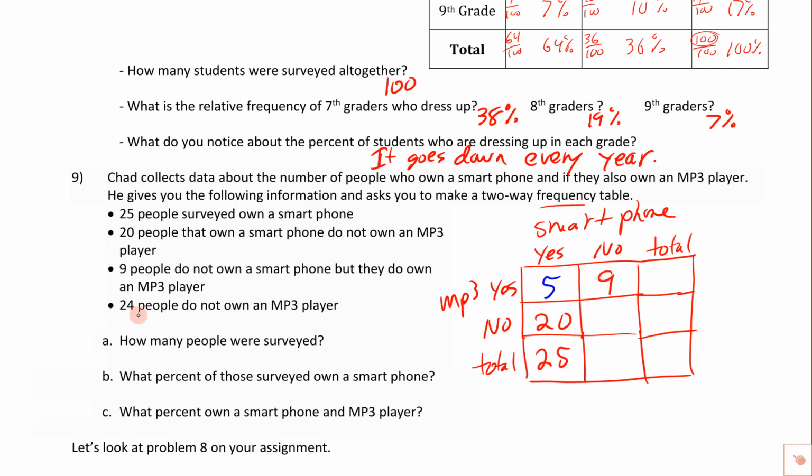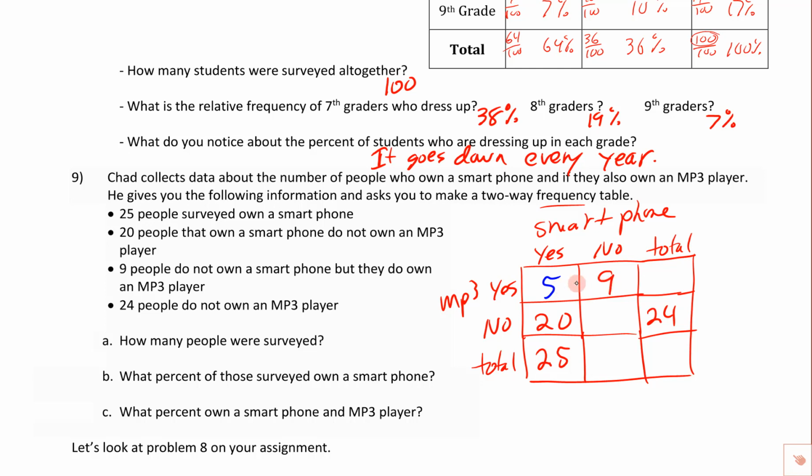And then it says 24 people do not own an MP3 player. So that's just no, I don't own an MP3 player. That's not answering the other question. So this is going to be a 24 right there. Now, once you have that, you'll notice that we can figure out a bunch of information.